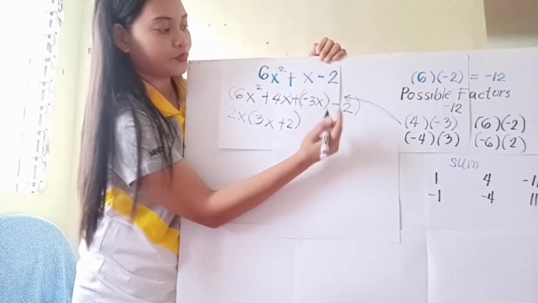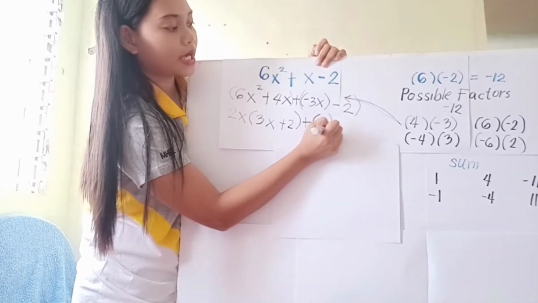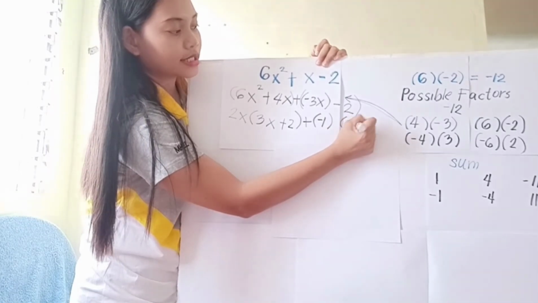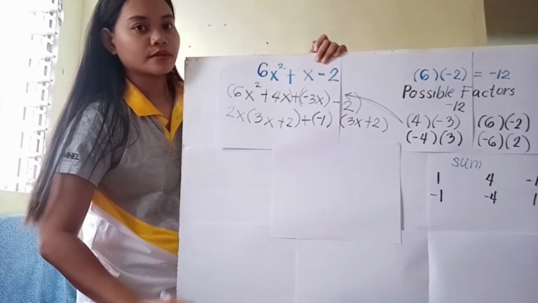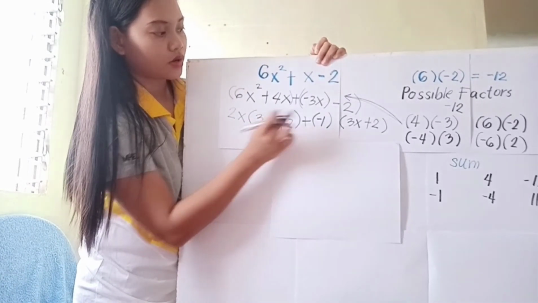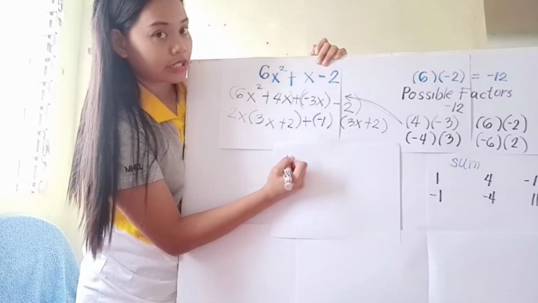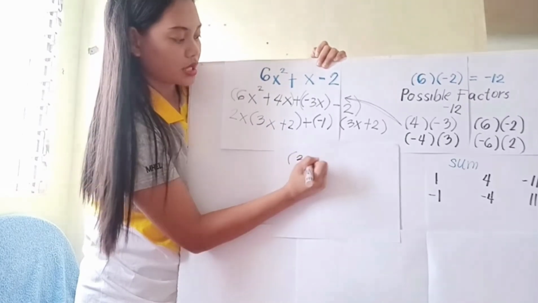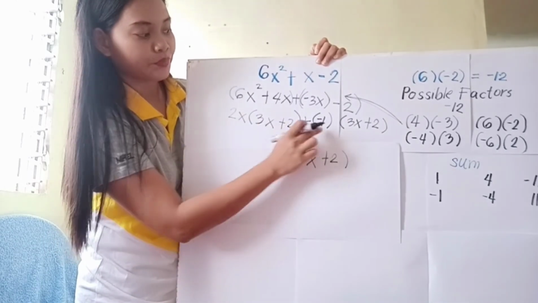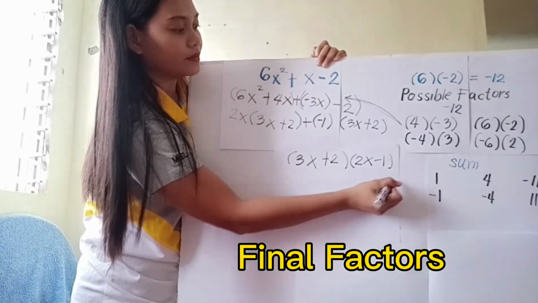Same with the second group. So, from here, yung negative 3x minus 2, magka-come up tayo sa common factor niya ng negative 1. At yung natitirang factor ay 3x plus 2. Next, makikita ninyo na magkakaroon tayo ng common binomial factor, which is 3x plus 2. So, ifa-factor out natin yung common binomial factor. So, 3x plus 2. And then, the remaining factor will be 2x plus negative 1. Or we can write it as 2x minus 1.